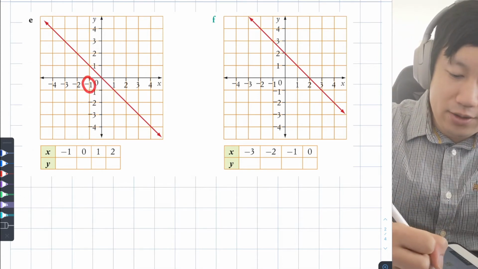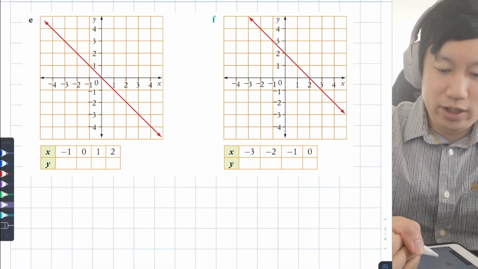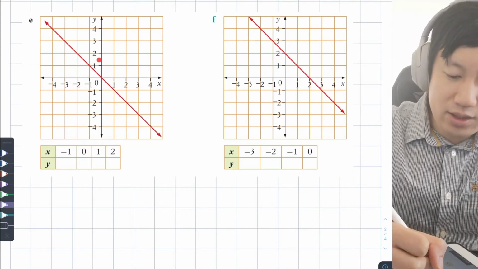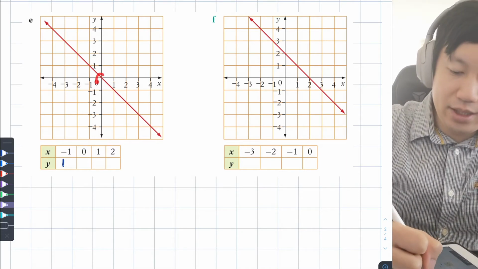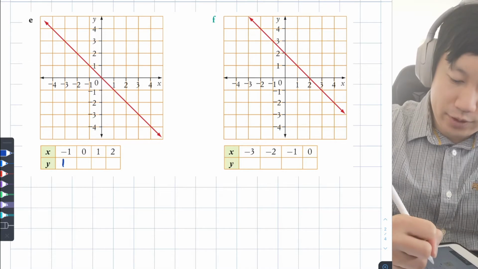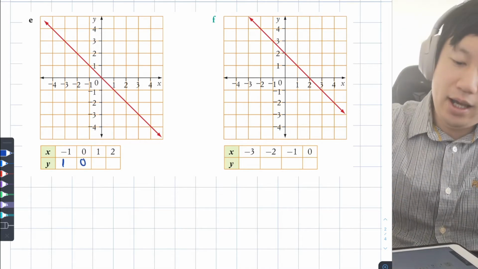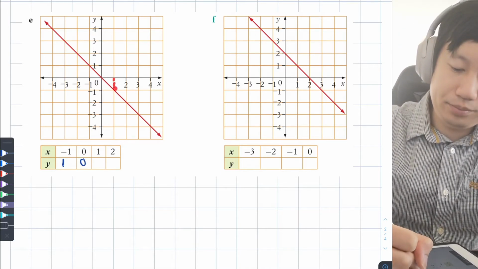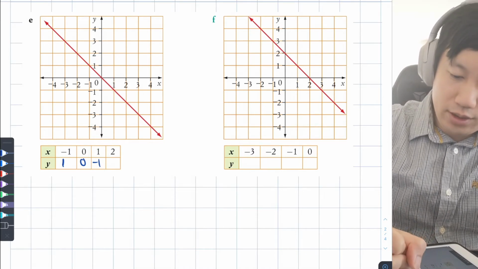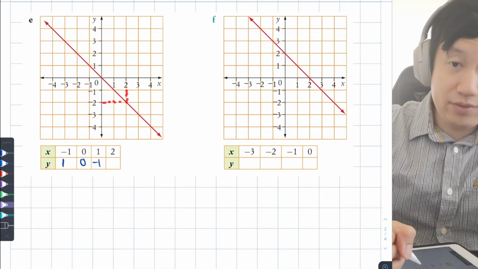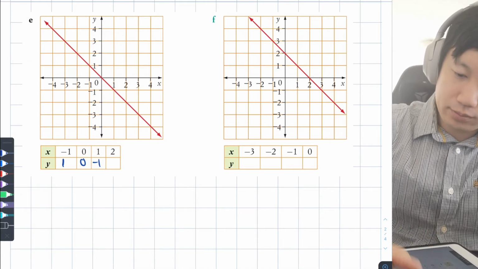So when x equals -1, the y value here, if you hit that red line and go across to the y-axis, is 1. Whereas at x equals 0, y is also equal to 0. So that is also called the origin. And when x equals 1, y is -1. When x is 2, y is -2, which is down here.